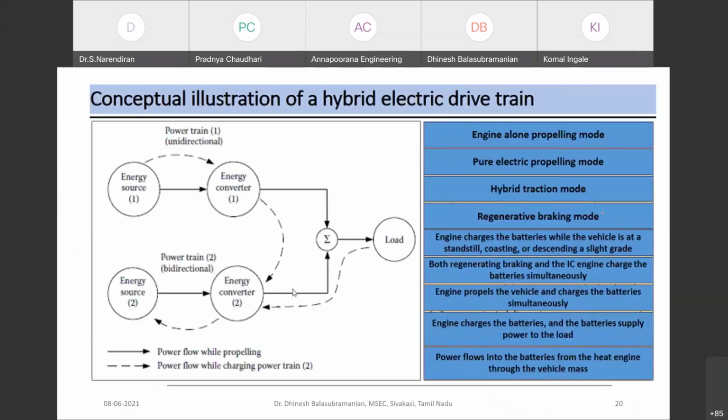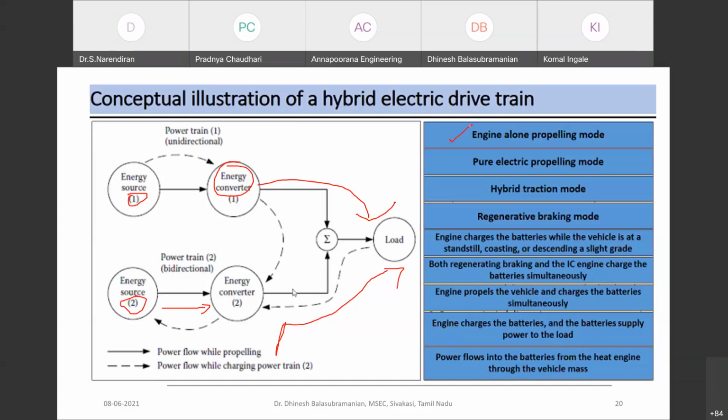And the conceptual illustration of hybrid vehicle talks about these major 9 classifications. So assume this energy source is battery, and this energy source is internal combustion engine, and there would be an energy converter in the middle, and that would be able to satisfy the load that is applied. Or it can be done by means of an internal combustion engine, and you might have an energy converter or not, and that would be used to supply the engine load, or in certain cases both would be combined together to achieve the same. So the first classification talks about engine alone propelling mode.